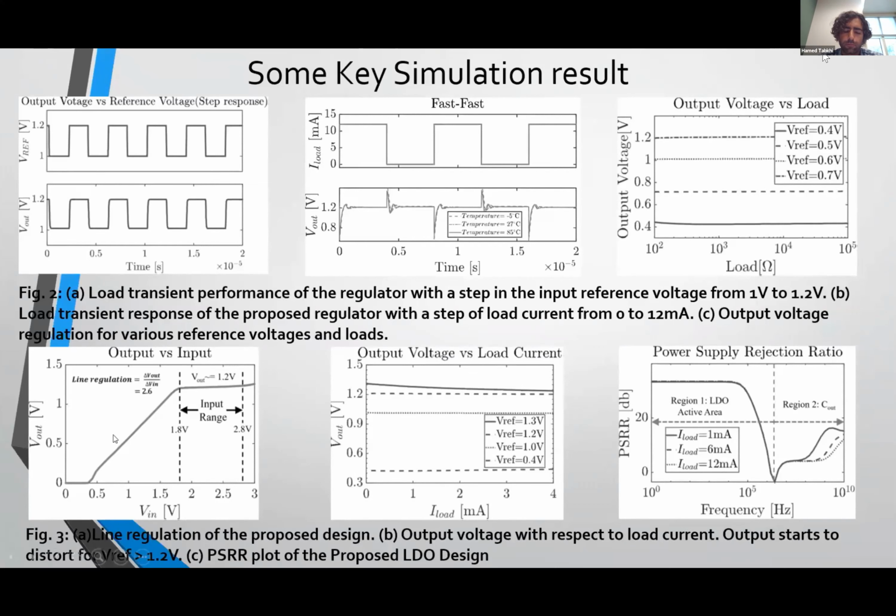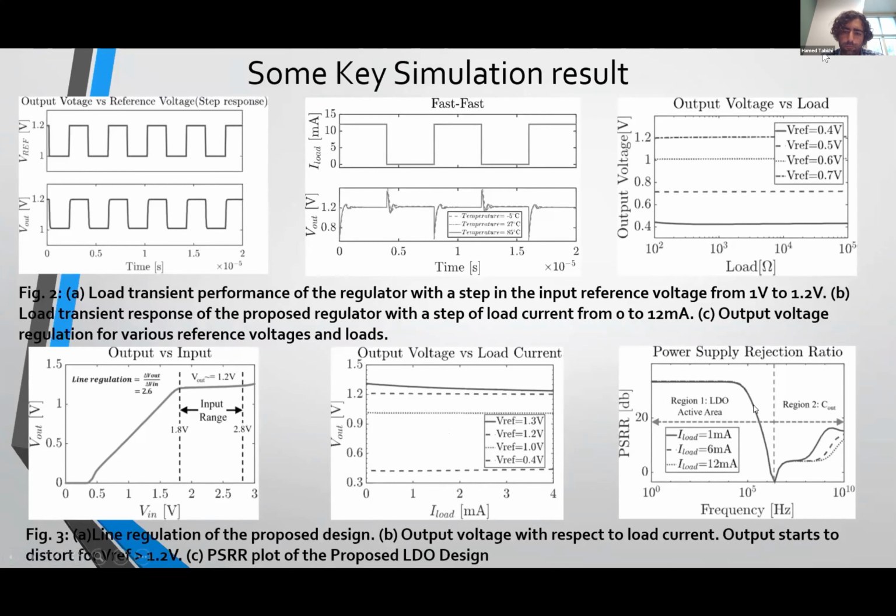In the fourth figure, you can see the line regulation curve. The input operating range here is 1.8 volt to 2.8 volt, and we got the line regulation as 2.6. This is the output voltage versus load current curve. For different load currents, we are showing that we get a stable output voltage across this range. And the last figure is showing the PSRR. We are achieving around 31 dB PSRR.